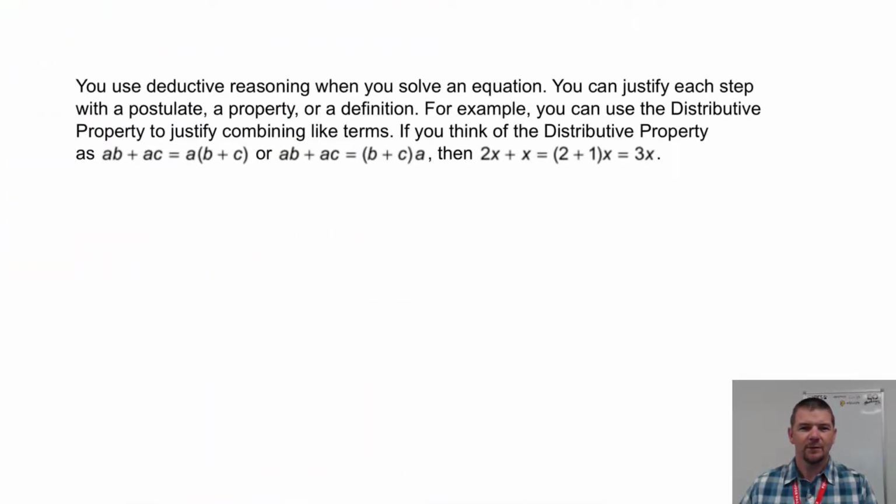You use deductive reasoning when you solve an equation. You can justify each step with a postulate, a property, or a definition. For example, you can use the distributive property to justify combining like terms. If you think of the distributive property as AB plus AC equals A times the sum B plus C, or AB plus AC equals the sum B plus C times A, then 2x plus x equals the sum 2 plus 1, note those are the coefficients of the x terms, times x, and that's 3x.